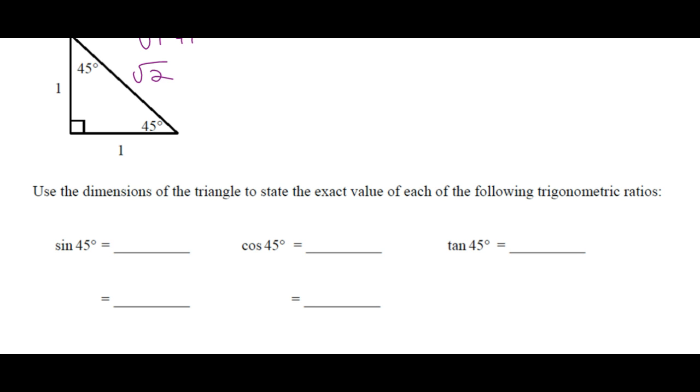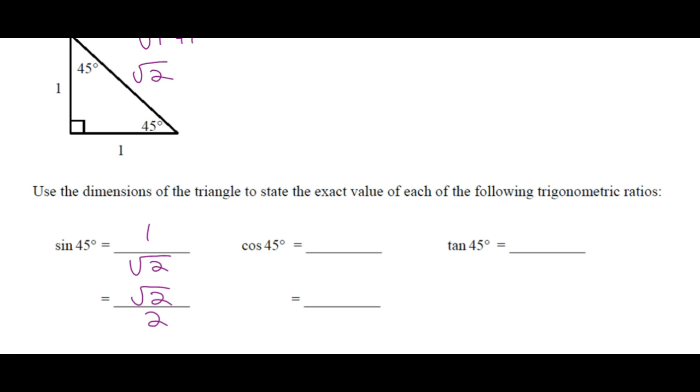Here's 45. You fill in the, you can say it out loud. It's like opposite over hypotenuse, which is 1 over root 2, which is root 2 over 2. So most of the time we're going to want it as root 2 over 2.